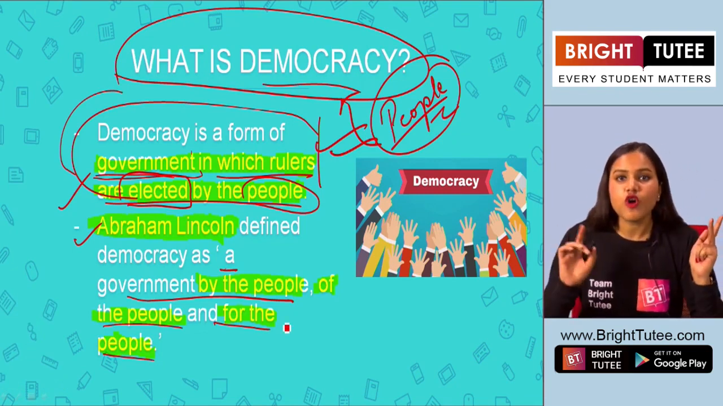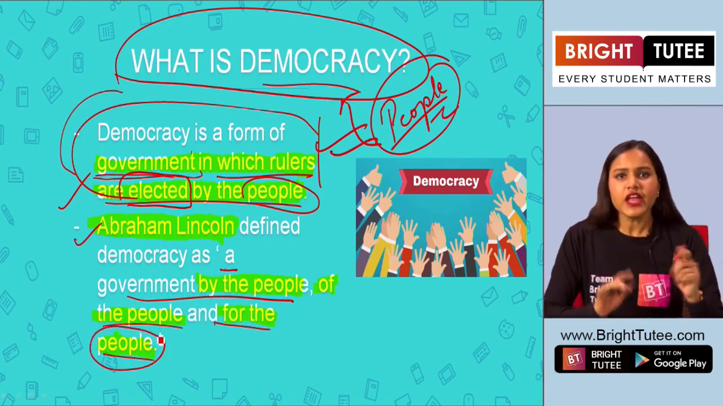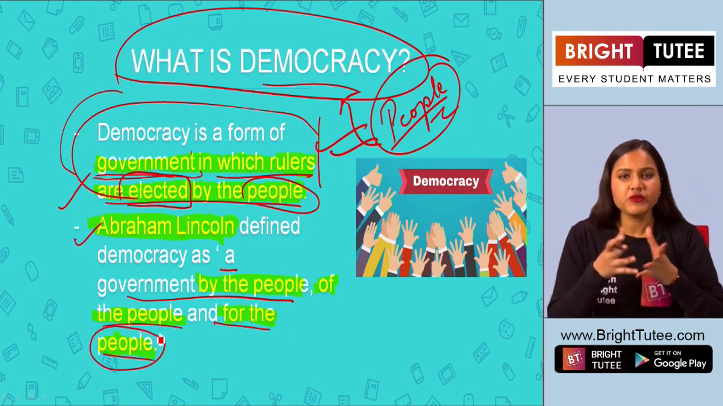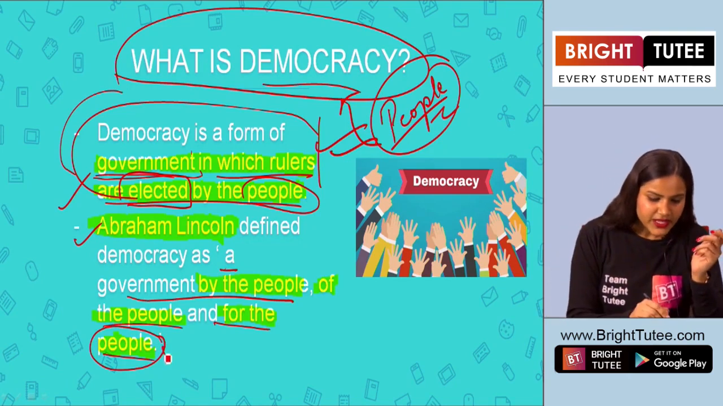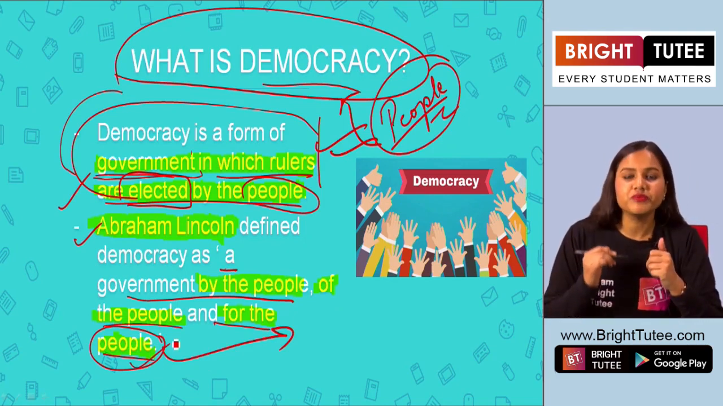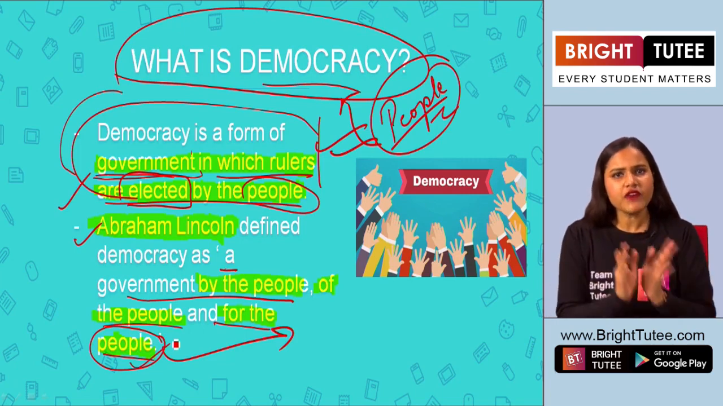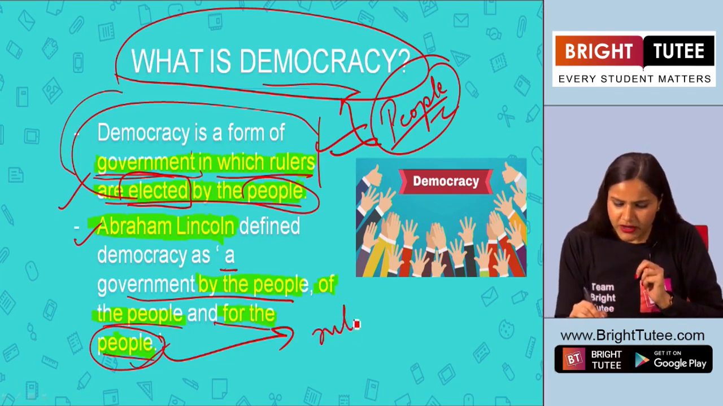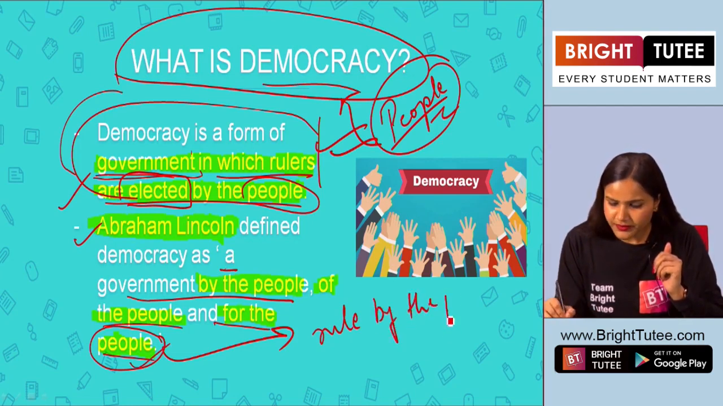Now what is the common term here? The common term here is people. Now are you getting the gist that we are trying to understand here, students? We are trying to understand the importance of people, the supreme authority of people in a democracy. So in short, we have understood that democracy somewhere means ruled by the people.